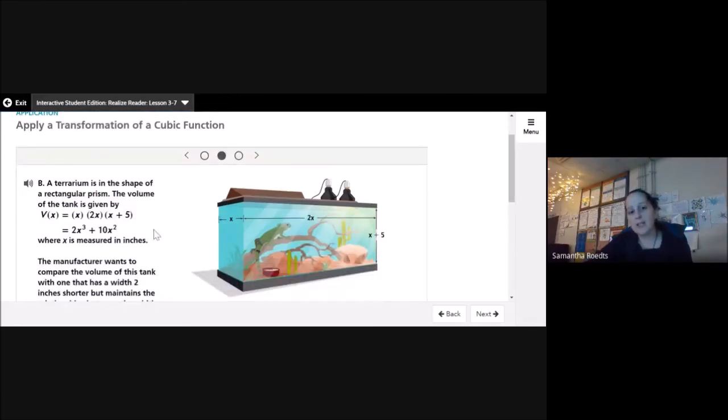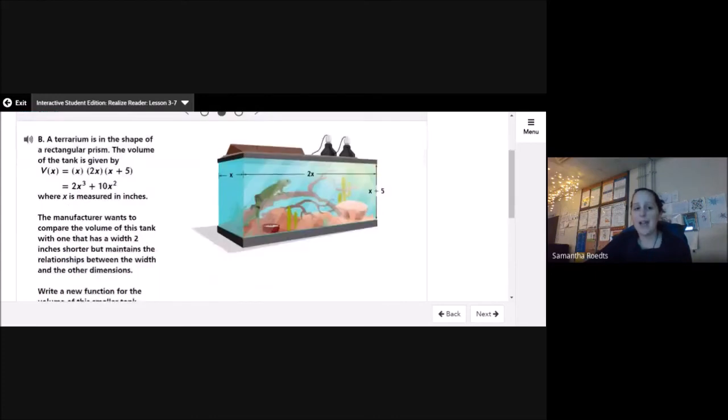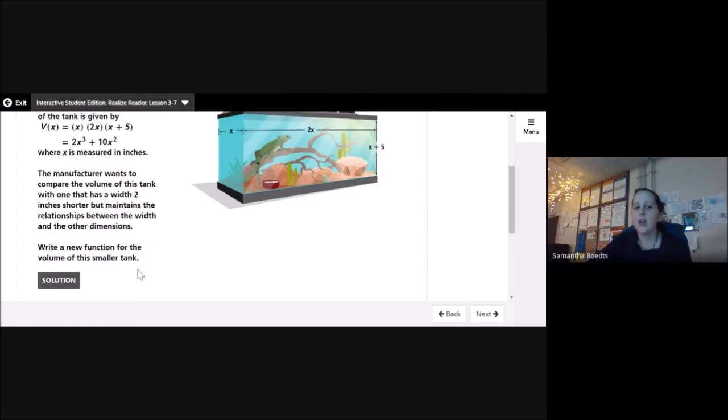A terrarium is in the shape of a rectangular prism. The volume of the tank is given by v of x equals x times 2x times x plus 5, or 2x cubed plus 10x squared, where x is measured in inches. The manufacturer wants to compare the volume of this tank with one that has a width 2 inches shorter but maintains the relationship between the width and the other dimensions. So I want to write a new function for the volume of the smaller tank.